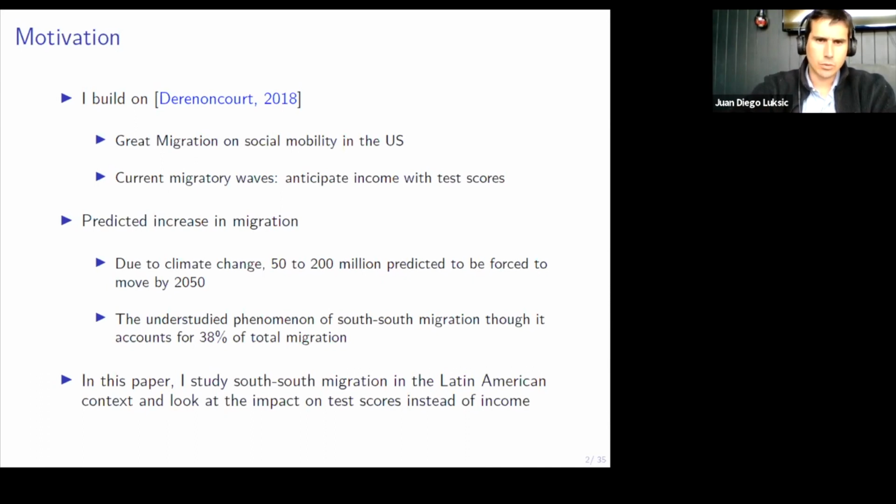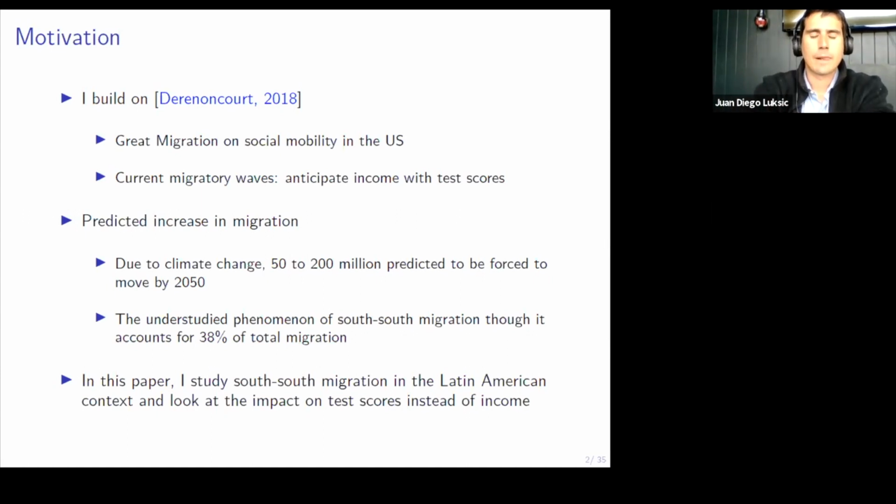The other motivation is that migration, as you may know, is predicted to increase because of climate change. And the other thing that I found interesting was to look at the understudied phenomenon of south-south migration. My specific study is representative of Latin America, a specific case of south-south migration, but it could still be interesting because it's different from the typical south-north migration. So in this context, I study how immigrants can affect test scores.